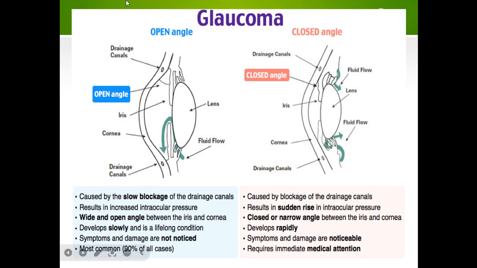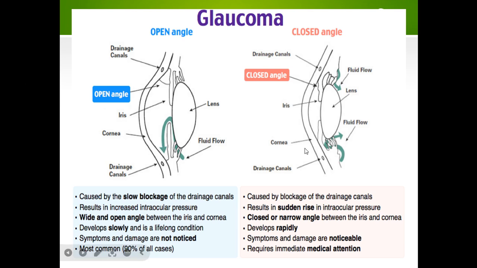So here you can see the difference between open angle glaucoma and closed angle glaucoma. In open angle glaucoma, it is caused by the slow blockage of the drainage canals, and it results in increased intraocular pressure. Wide and open angle between the iris and cornea, and it develops slowly and is a lifelong condition. Symptoms and damage are not noticed. It is the most common condition. 90% of all cases are open angle glaucoma.